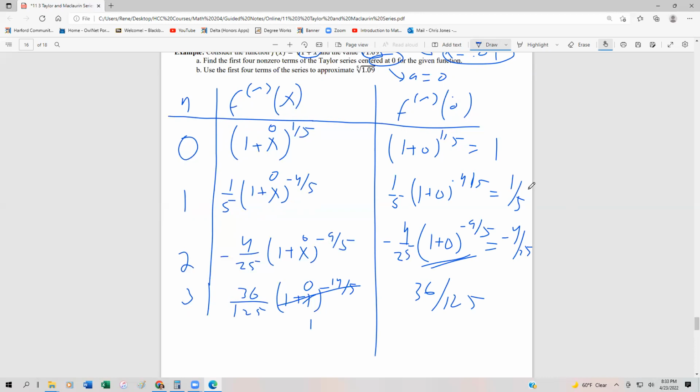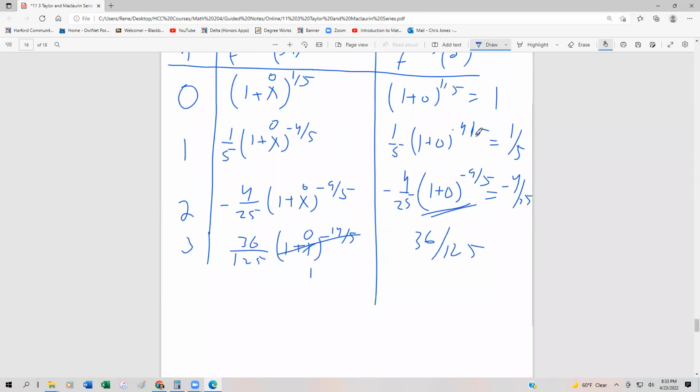So for our Taylor polynomial centered at 0, we have 1 plus 1/5 x. Now, technically, it's x minus 0 because it's centered about 0, but we'll just use x. Don't forget that the next one has to be divided by 2. So this is 4/25 divided by 2 factorial x squared. And then finally, plus 36/125 divided by 3 factorial x cubed.